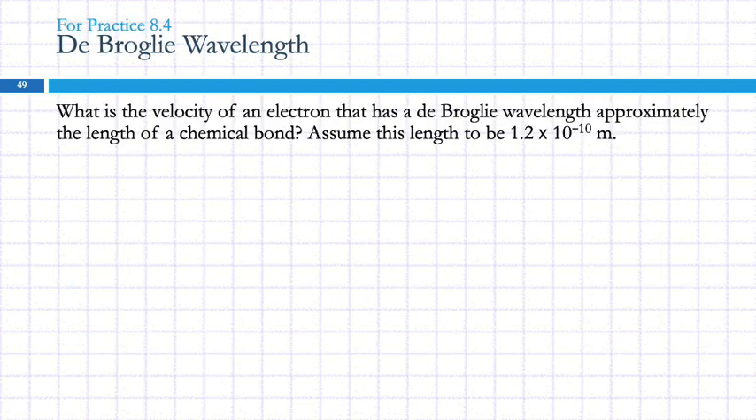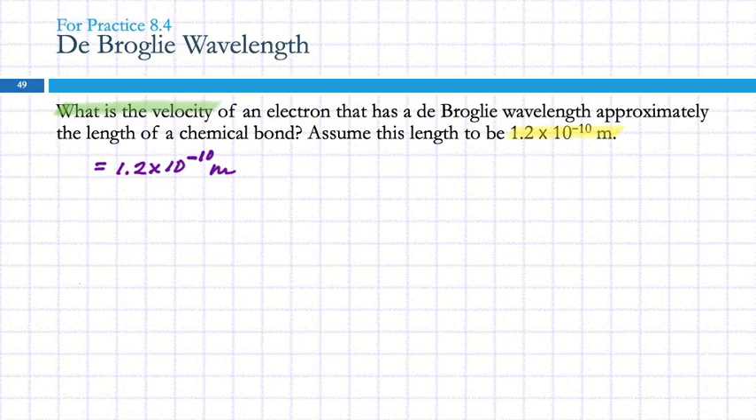So let's do an example problem. What's the velocity of an electron that has a de Broglie wavelength approximately the length of a chemical bond? Assume this length to be 1.2 times 10 to the minus 10 meters. So we're given this number, and we're asked, what's the velocity? So that number, 1.2 times 10 to the minus 10 meters, what quantity is that? The wavelength? So it says it has a de Broglie wavelength approximately this length, assume that to be this.